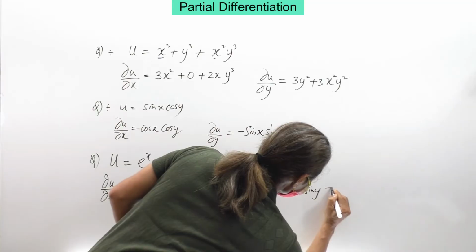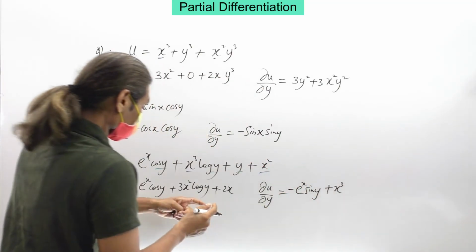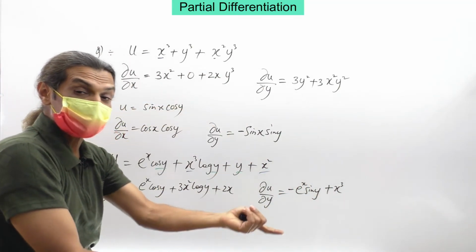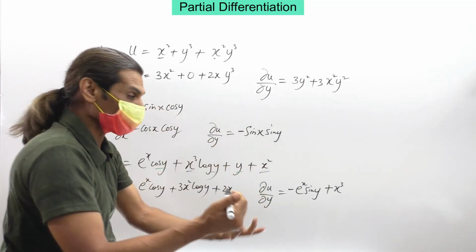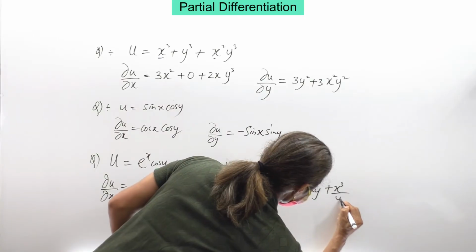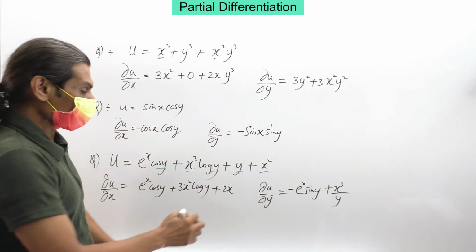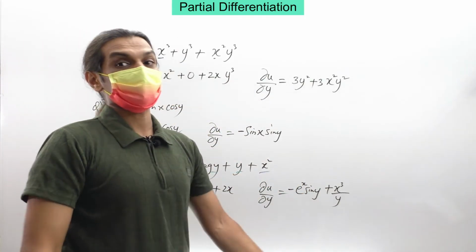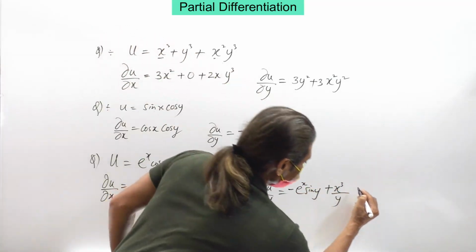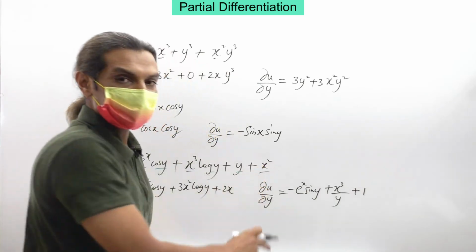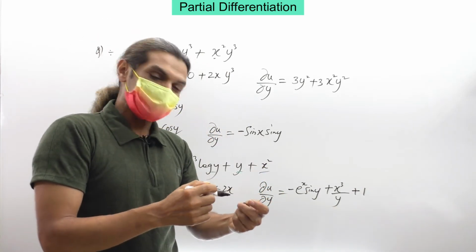x cube, don't touch it, only with respect to y, ∂u/∂y. Log y is what? Log x is 1 by x, log y is 1 by y, so 1 upon y, and plus y, ∂u/∂y, the derivative of y is 1, plus x square, no y term, 0. This is how it is done.